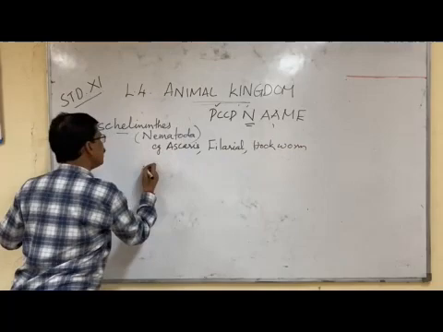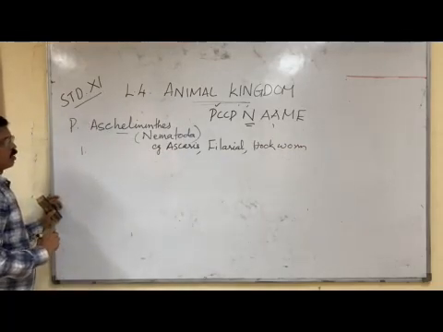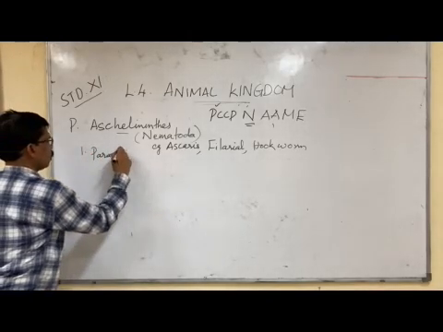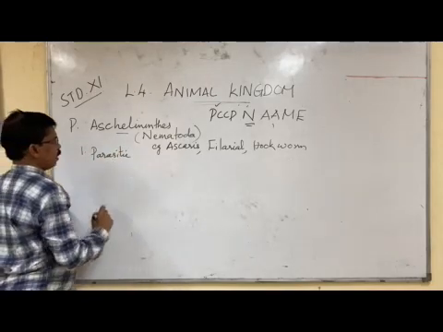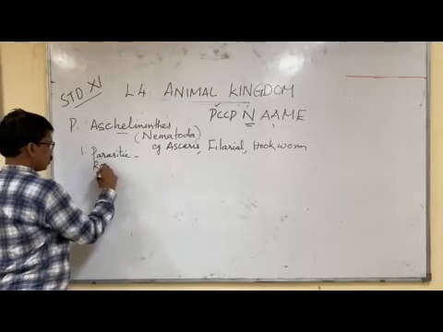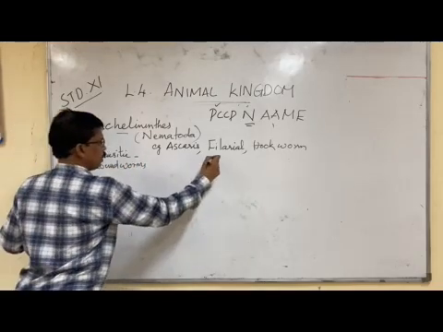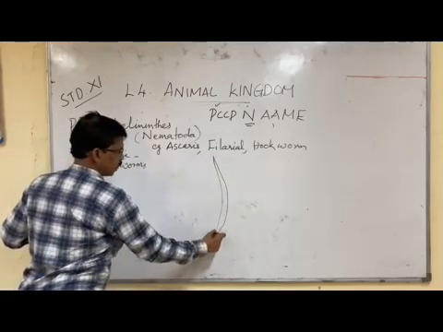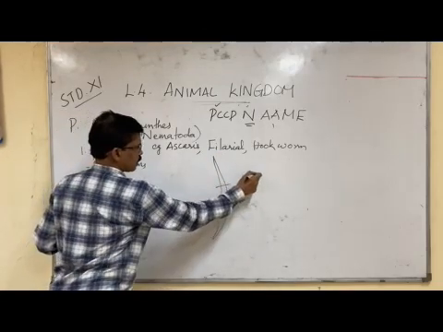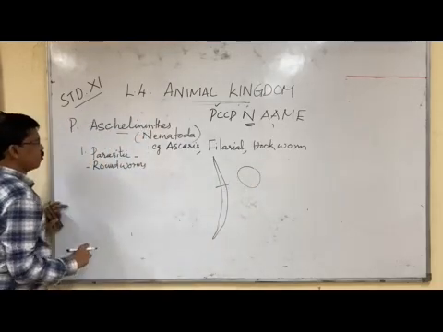So this is only the parasitic group of organisms. Aschelminthes or Nematoda, completely parasitic. Another important feature: they are also called roundworms because they appear round. For example, if I am drawing Ascaris, it is round in appearance. If you take the cross section, they appear round, almost round. So they are called roundworms.